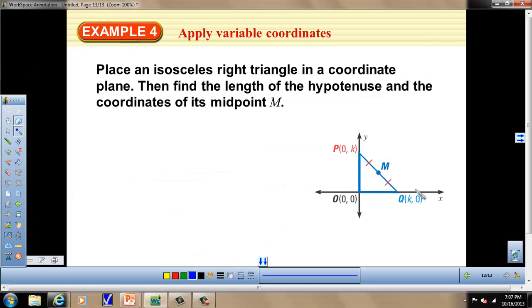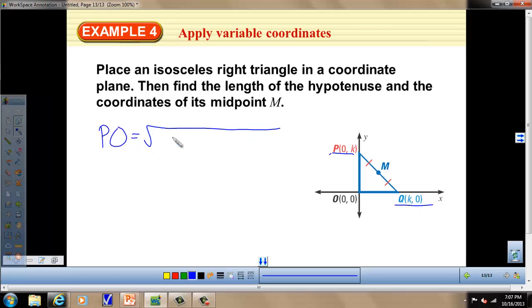So placing it in the coordinate plane, again, we want to have at least one corner at 0, 0. And since it's isosceles, we know the distance horizontally is going to be the same as the distance vertically. So we use k to represent that horizontal and vertical distance. To find the length of the hypotenuse, we're going to use these two lengths right here, and we're going to find the distance from P to O.